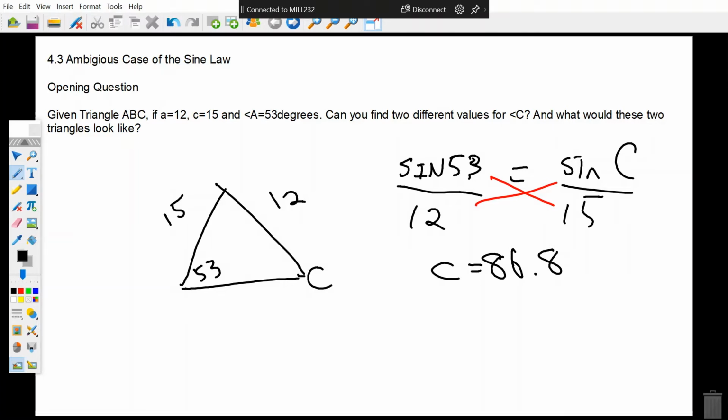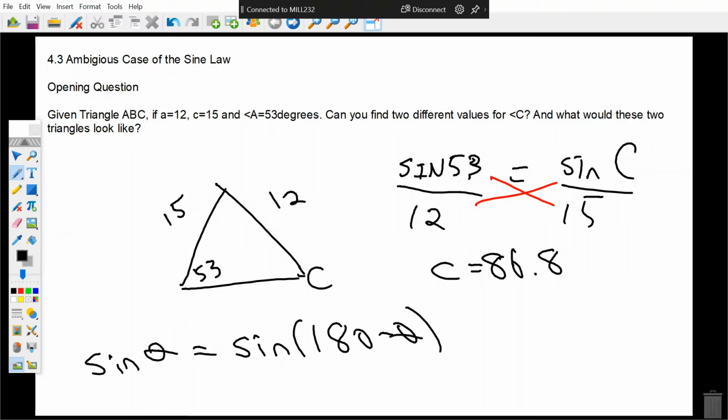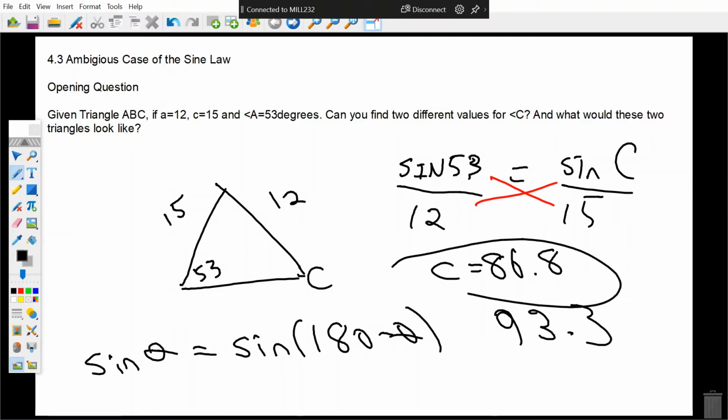But now that we know with sine, it can be the angle, but that's also equal to sine of 180 minus the angle. So C could also be 93.3. So in this case, there are two possible angles for C, which could make two possible triangles. And that's what the ambiguous case is all about. It's about examining when there could be more than one possible triangle. We're going to get into that here piece by piece.